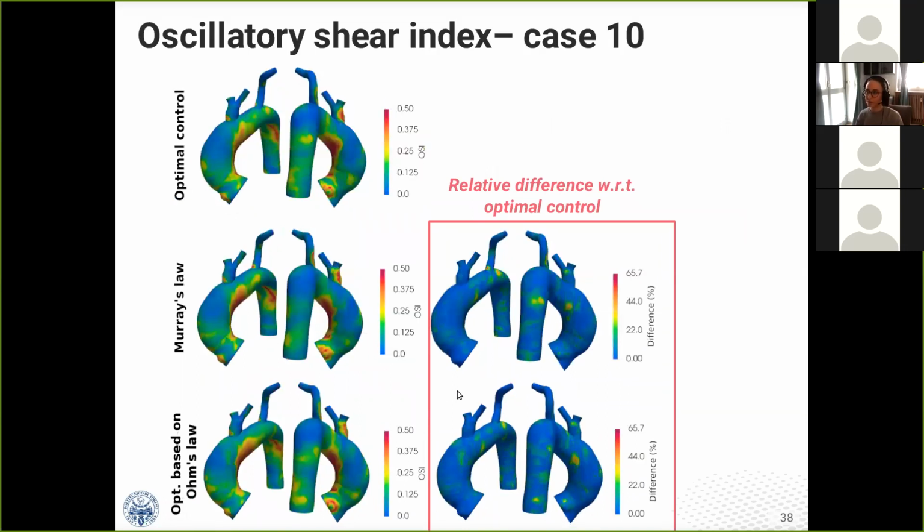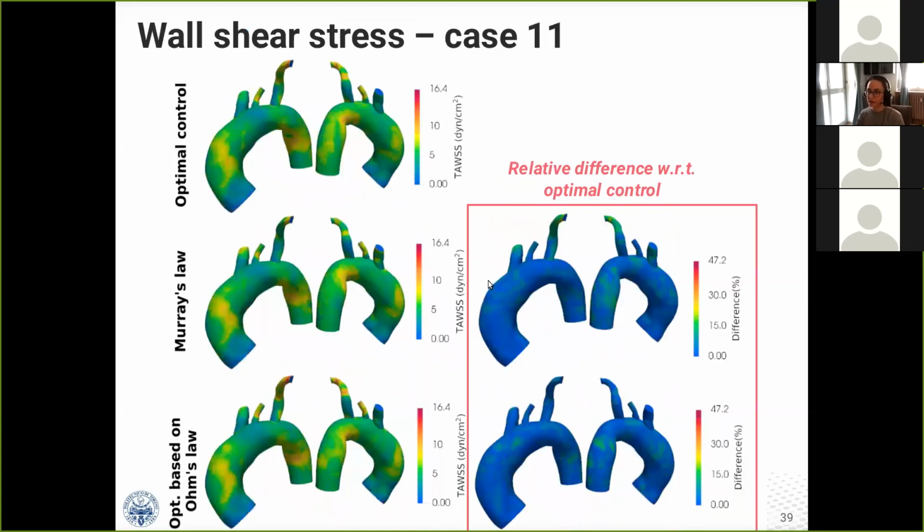And if we look at the oscillatory shear index, it's another quantity, and it's fixed between 0 and 0.5, you see that the differences reach like 65%. So a small difference in the choice of boundary conditions makes a huge impact on hemodynamic indicators. And here I have another case, 11.